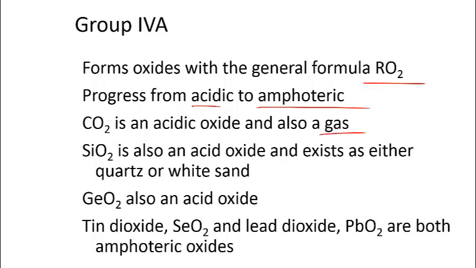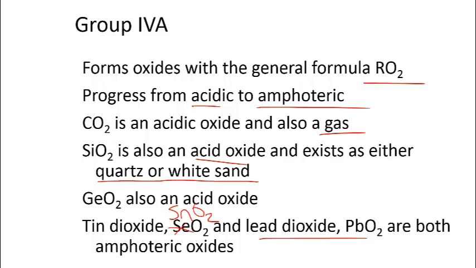Silicon dioxide is also an acidic oxide, but it exists as either quartz or white sand. Silicon dioxide is not a gas at all. It is a very solid crystal with an extremely high melting point. Germanium dioxide is also an acidic oxide, but slightly less than silicon dioxide. Now, tin dioxide and lead dioxide are both amphoteric oxides, and this should actually be SnO2.